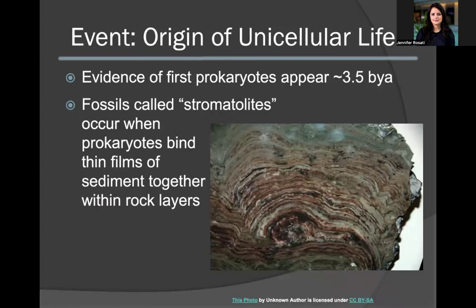The first evidence of prokaryotic life forms occurs approximately 3.5 billion years ago. These fossils are commonly called stromatolites. These fossils occur when prokaryotes bind thin films of sediment together within the rock layers, or within the strata.